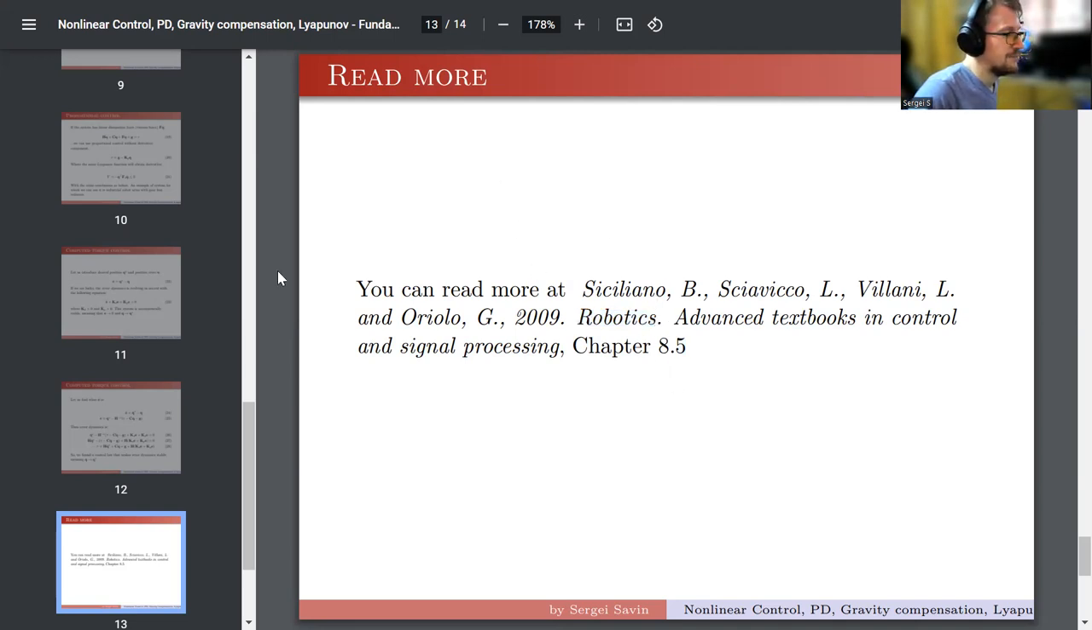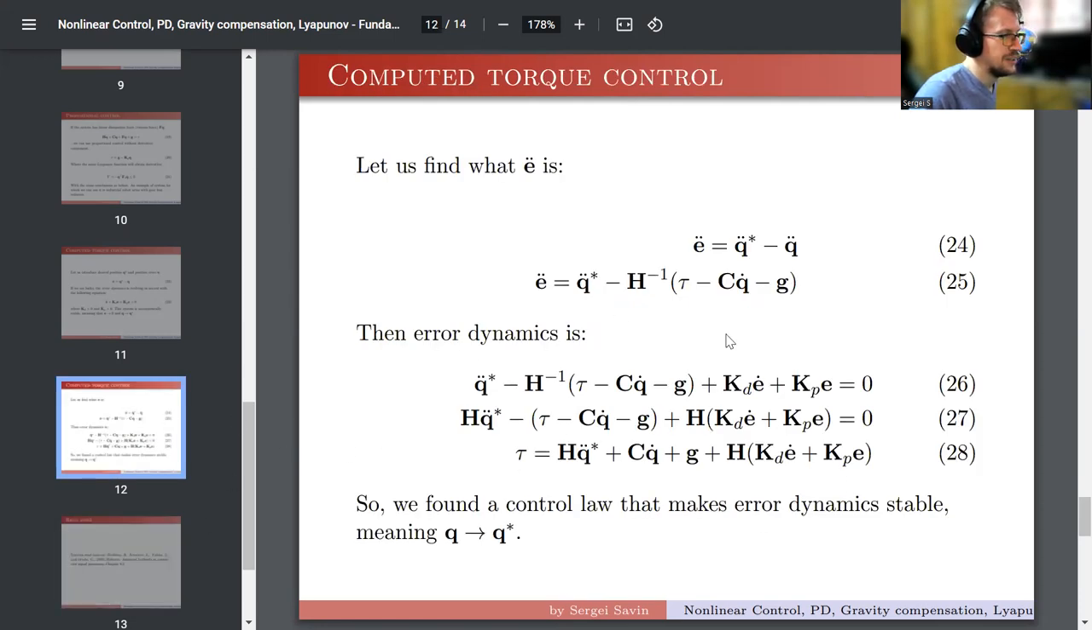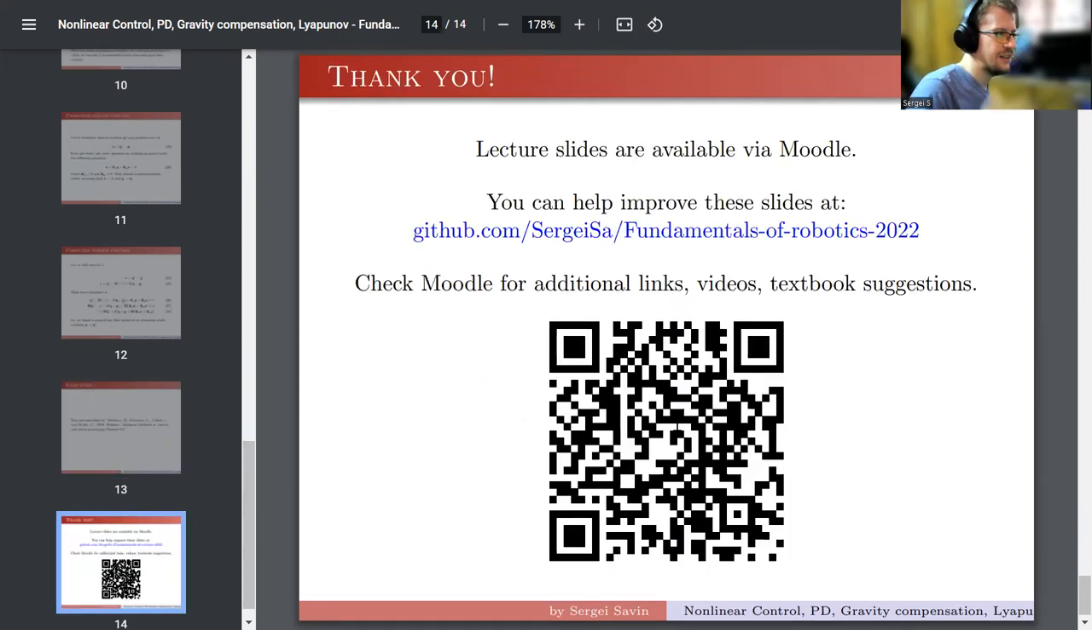All right. So this was your introduction to the use of Lyapunov methods in control. Do we have questions? If there are no questions, then I think that's it. That is it for today's lecture.